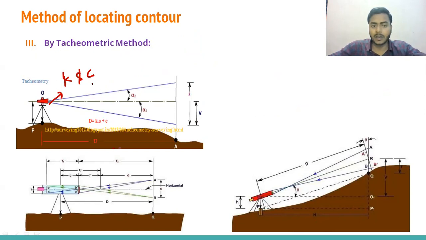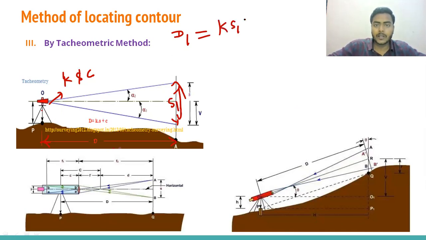We do not know what the values will be, so what we will do is place the instrument on flat ground and place the leveling staff. We will measure the distance from the instrument to the leveling staff. Suppose this distance is D1. We will read the staff and calculate the staff intercept, which I am naming S1. So we have D1 = K S1 + C, one equation.